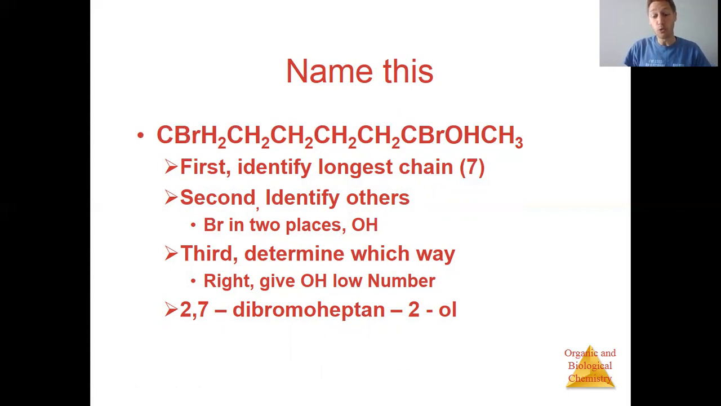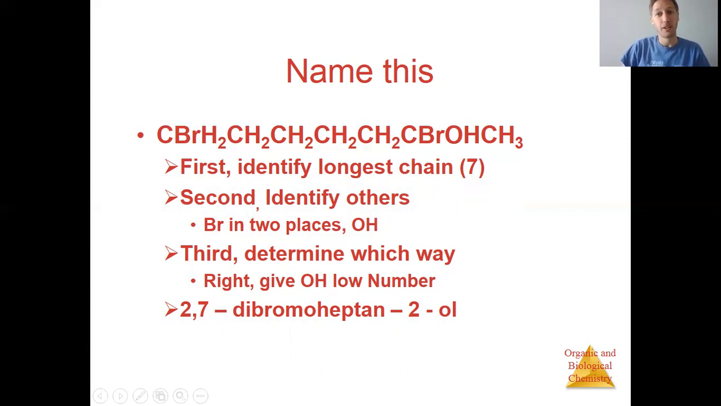There's a bunch of rules about who gets the lowest number. In this class, alcohols are really, really important. They are guaranteed the lowest number. So when we label the carbons here, we're not going to give the carbon on the left the lowest number. We're going to give the carbon on the right the lowest number because we want to make sure the OH gets the lowest number.